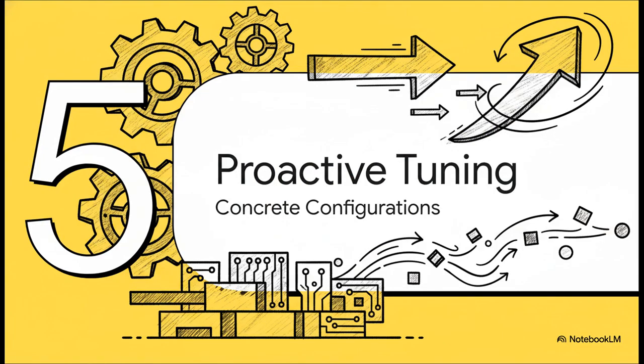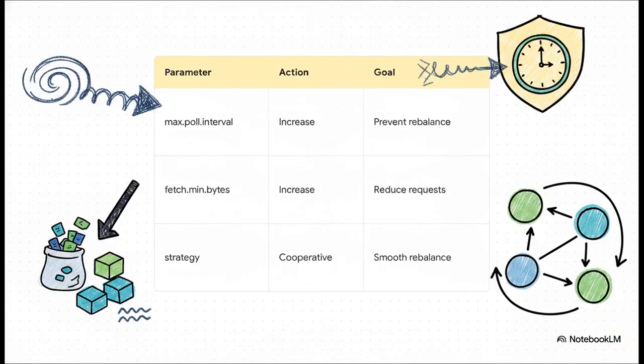And finally, Section 5. Let's get into the weeds with some proactive tuning strategies and concrete configurations. Let's start by tweaking the clients. First up, increase that max.poll.interval.ms. Give your app some breathing room and stop those false rebalances. Second, bump up your fetch.min.bytes to around 100 kilobytes. This reduces chatty network requests and encourages the broker to send fuller batches.